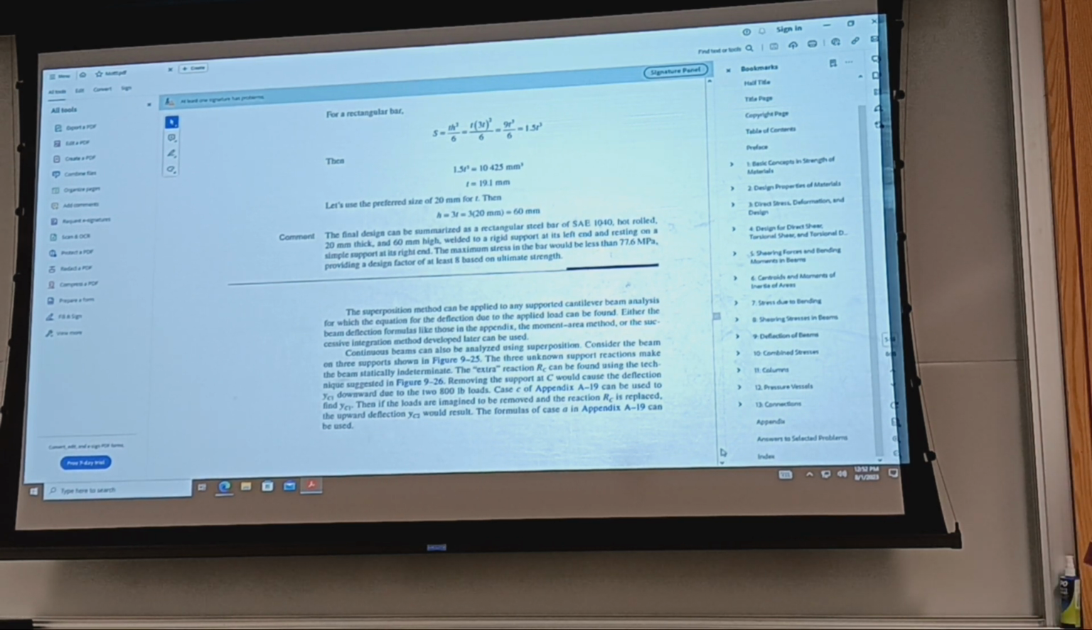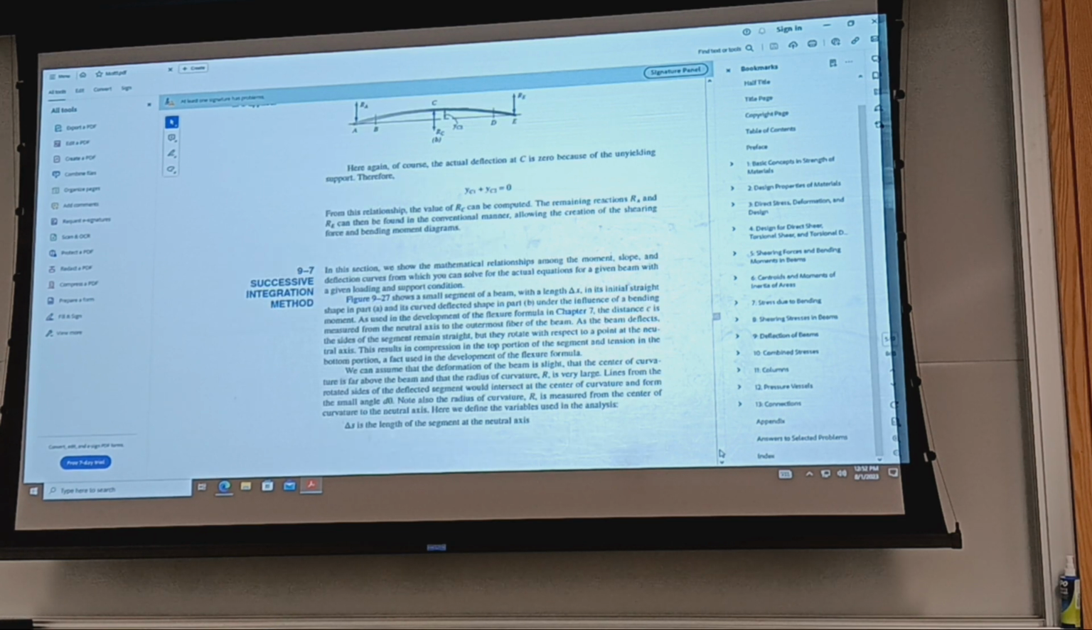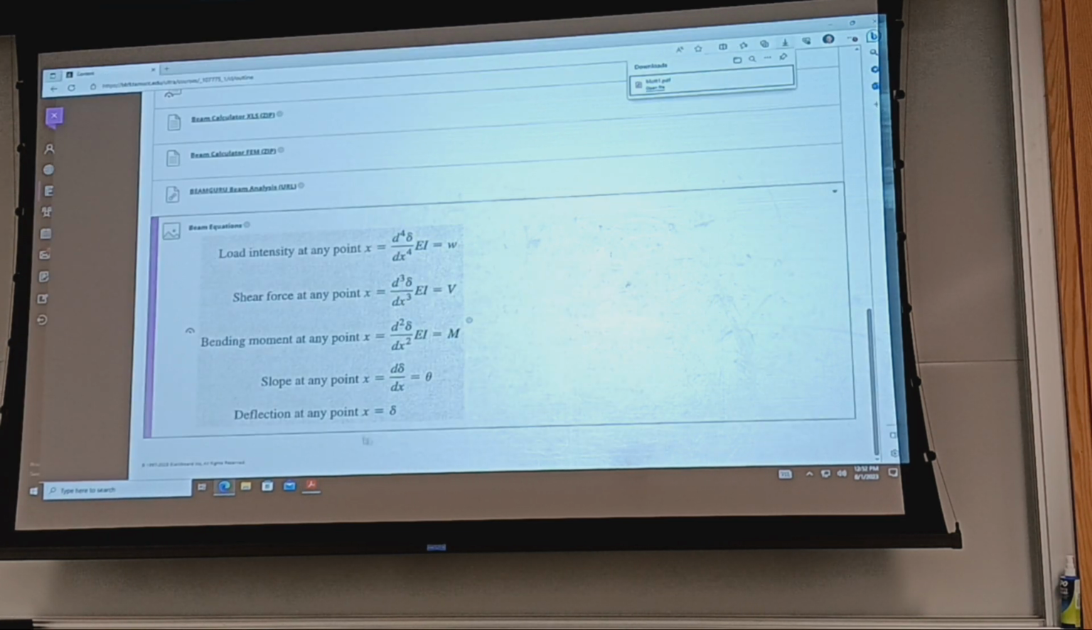Successive integration method. Over the course of 2.5 pages, they derived the equation. If we go back, they derived this equation. What was it? This one with the notation for theta. So notation for theta is introduced here, relating moment to the deflection and to the slope.